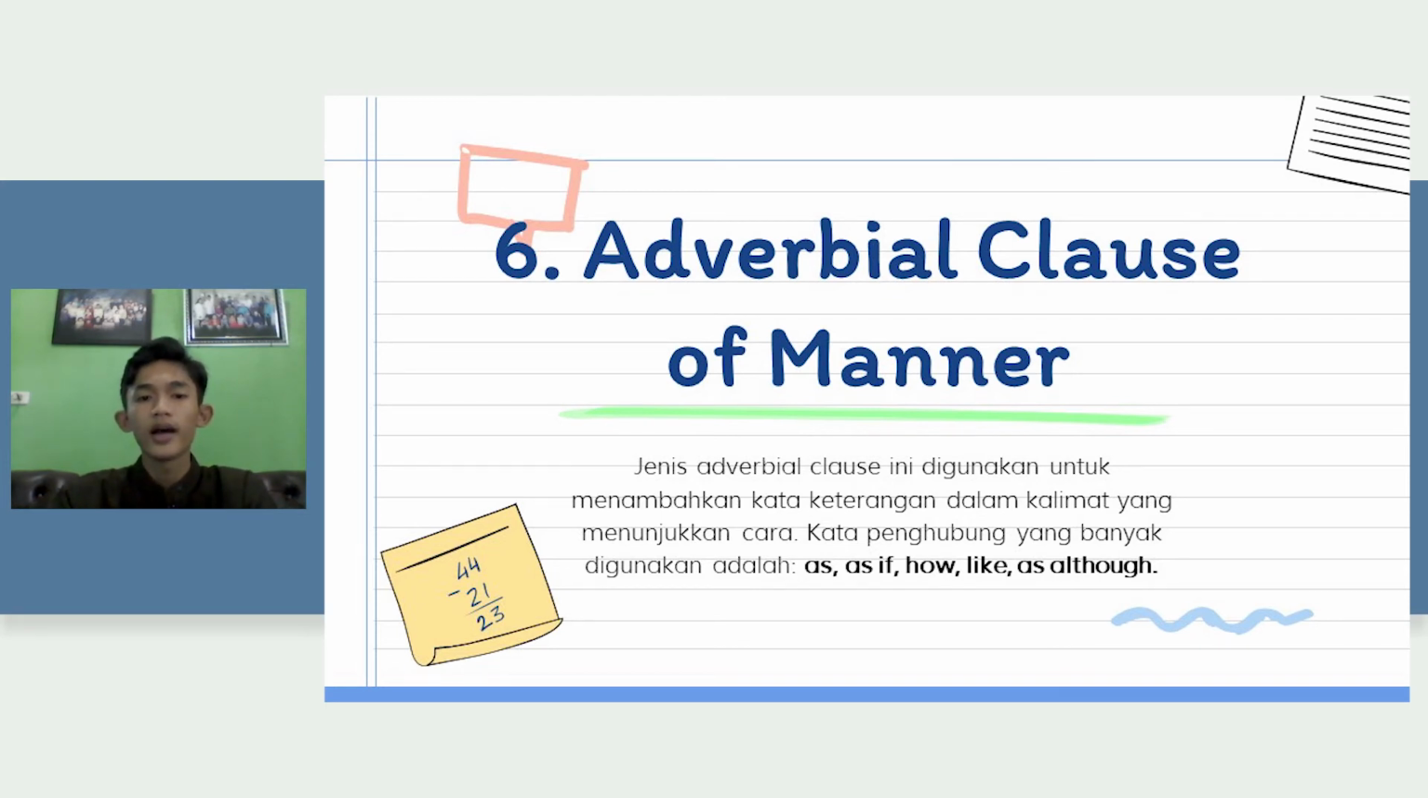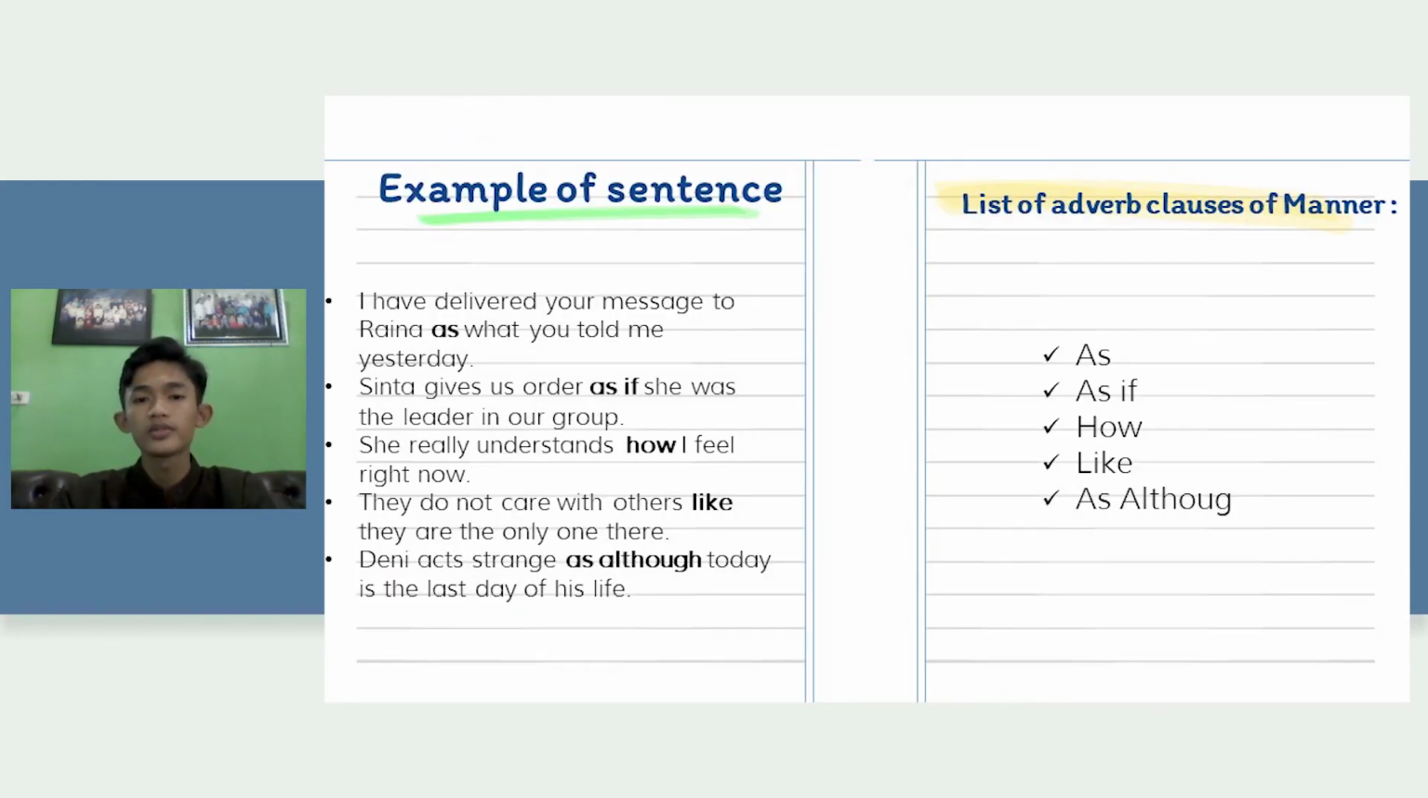Number 1 is, I had delivered your message to Raina as what you told me yesterday. And the meaning is, saya telah mengirimkan pesan kepada Raina, seperti apa yang kamu katakan semalam. Number 2, Sinta gave us order as if she was the leader in our group. And the meaning is, Sinta memberi kami perintah seakan-akan dia adalah ketua dalam grup kami.